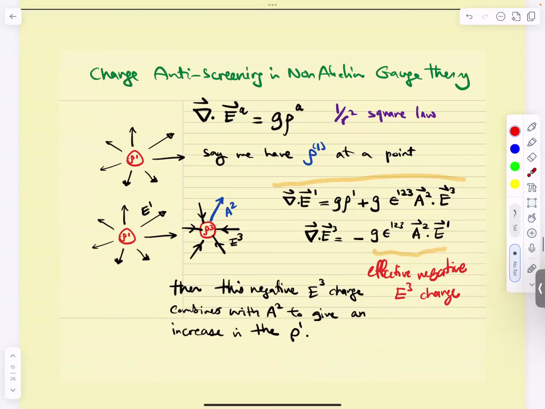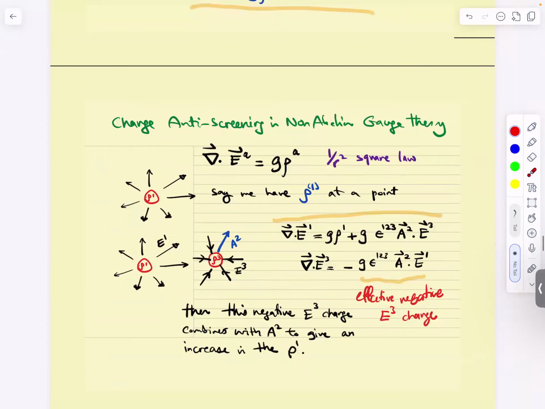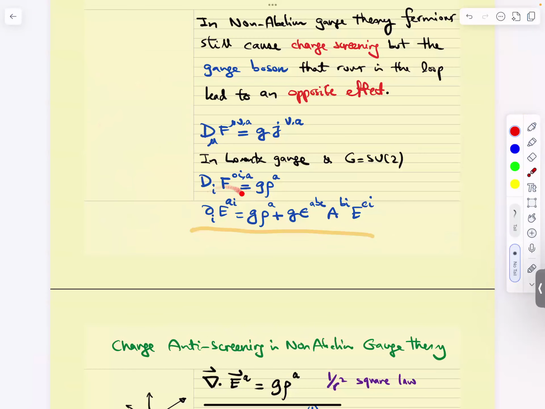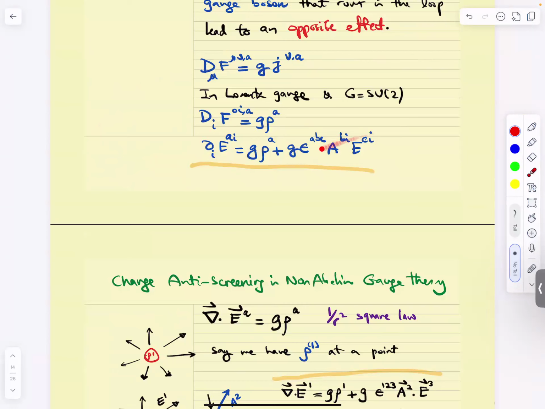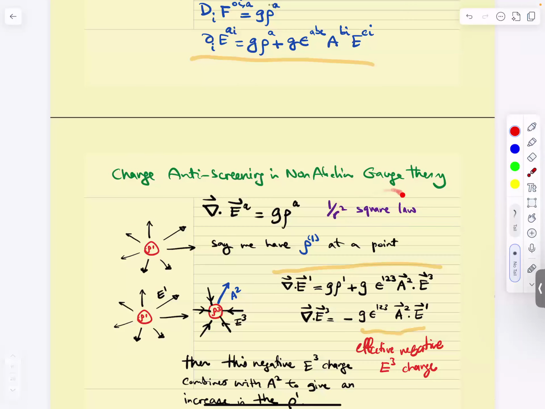To see charge anti-screening, we have to do a little bit of a comparison. Consider the standard case of 1 over r squared. By the way, this is a divergence equation. If this term were not present, which is the case when there is no self-interaction, what you have is the Coulomb law, that the divergence of EA is g rho A. This is the 1 over r squared law for the Coulomb force, the electric force. But we want to see the effect of this term.